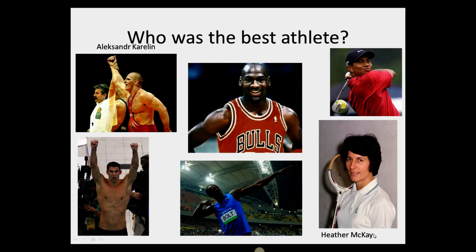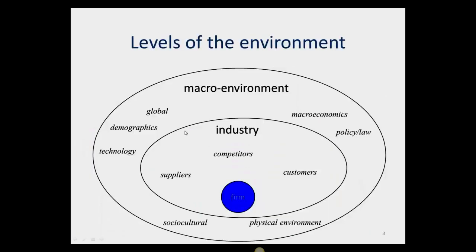This lady here, Heather McKay, played badminton. You can Google her. She's also undefeated for many years and had the championship for many years. There's Michael Phelps, who was a swimmer, had maybe more gold medals than anybody. So who's the best athlete? Think about that for a second. Who do you think the best athlete is? Well, that's an interesting question, and so we're going to come back to it.